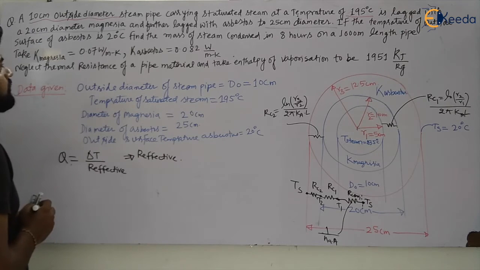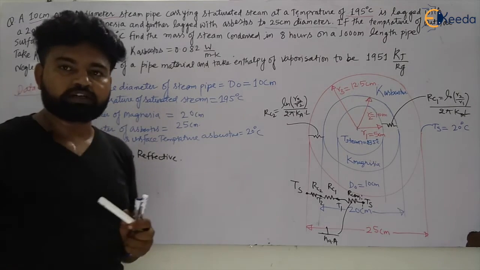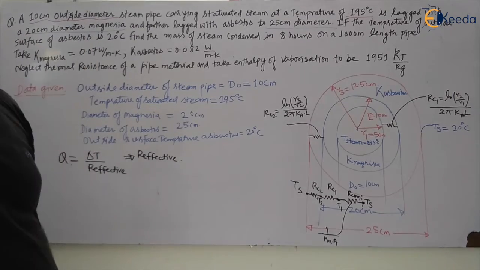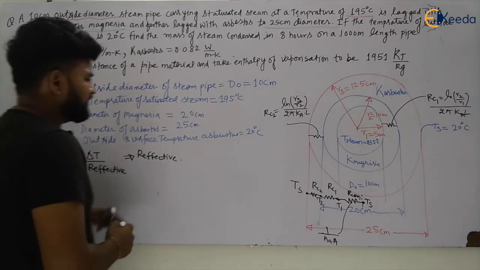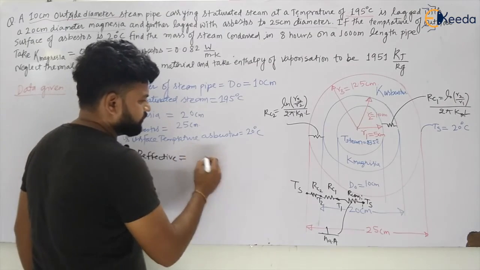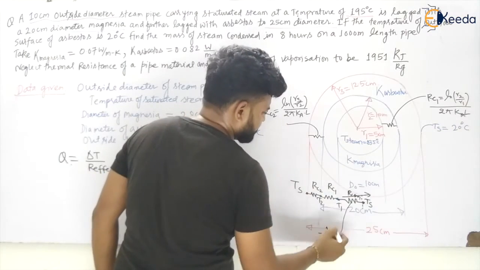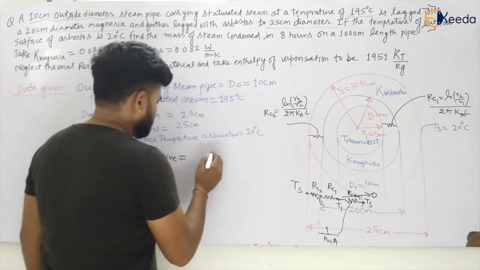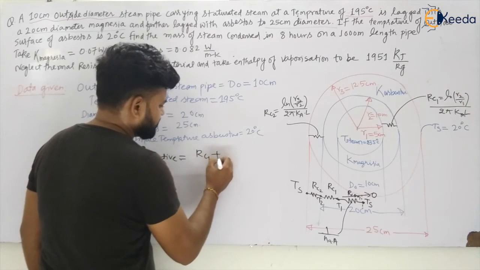A 10 cm outside diameter steam pipe at a temperature of 195 degrees is lagged with 20 cm diameter magnesia. They have not given us the heat transfer coefficient. So let us calculate R effective. R effective will be given by RC1 plus RC2, because convective resistance is not given, so I am taking it as 0.